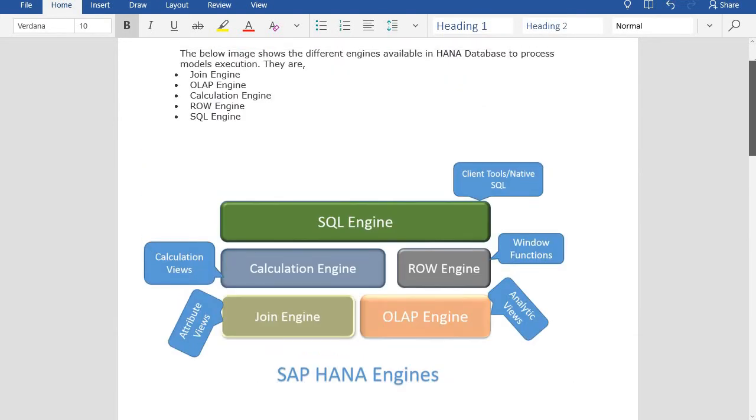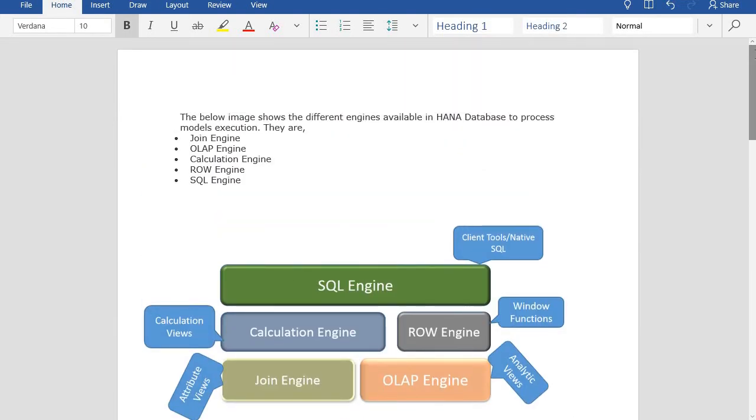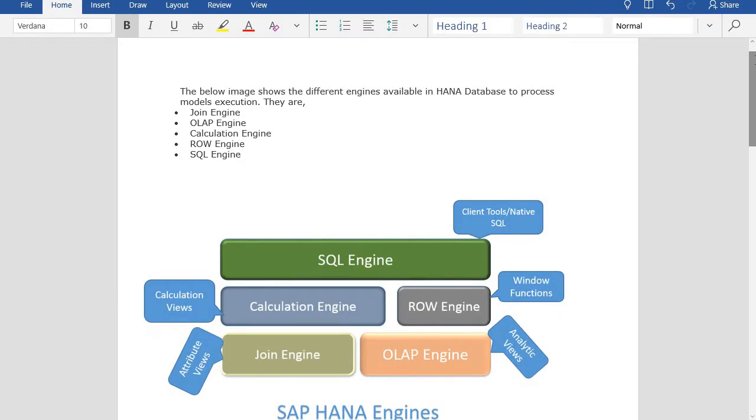Okay, so as a conclusion, I can say that join engine is used for attribute views and when we are joining two tables. OLAP engine is used for analytical views. Calculation engine is used if there are any calculations done in any of the views. SQL engine is used when we are executing SQL statements, and row engine when we are working with row tables.